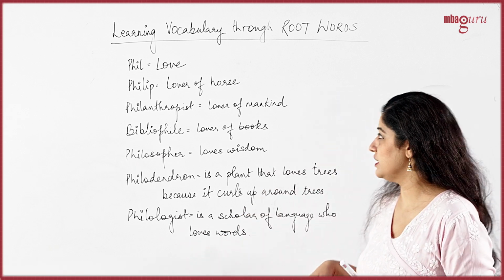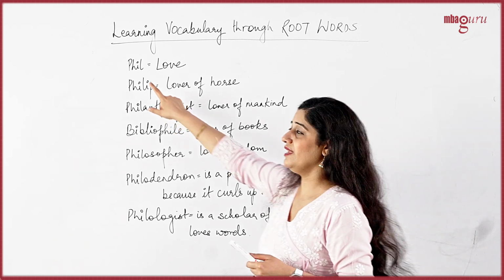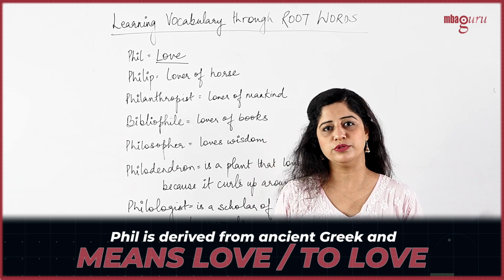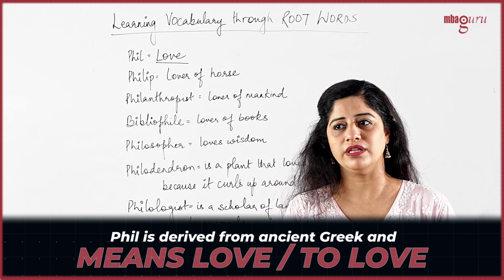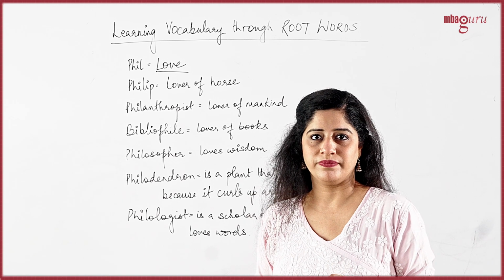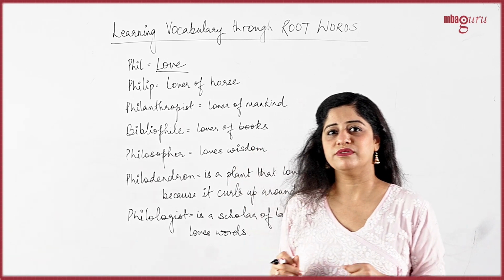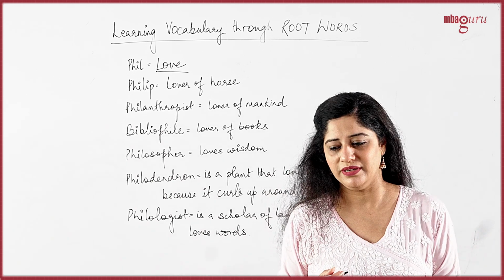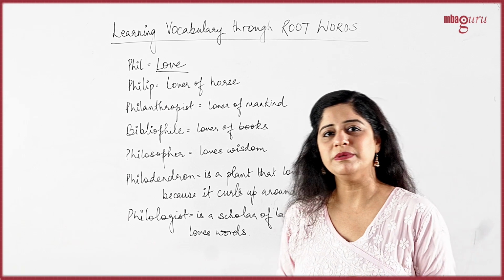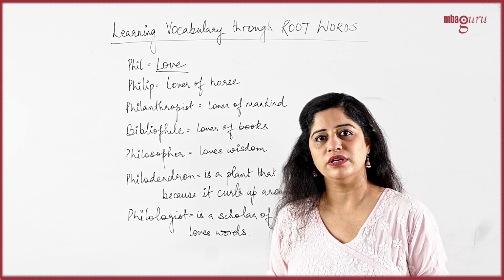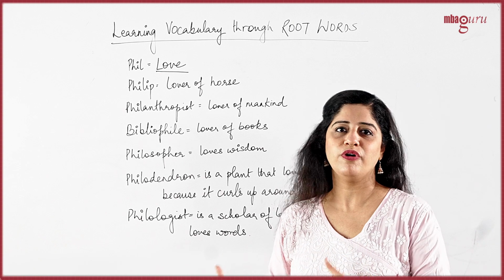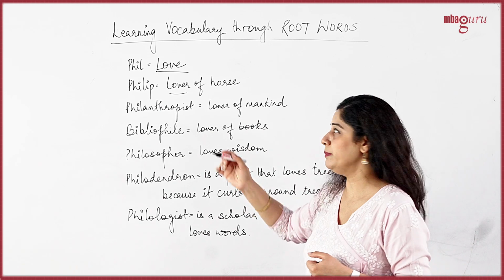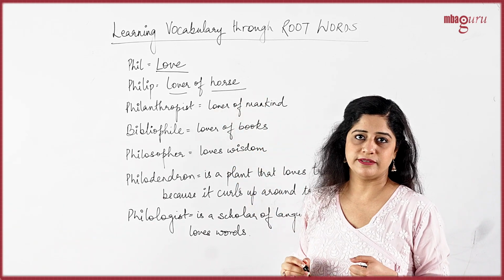The one on the board, if you see, is phil. Now, phil as a root word means love. So in all words where you see phil, you will have one or the other meaning that relates to love. The first word that I have is Philip. A lot of people you might have come across are named Philip. But what does Philip actually mean? Philip is a Greek word that is used for a male who's a lover of horses. So why phil? Because it means love. And who's a Philip? Philip is one who loves horses.